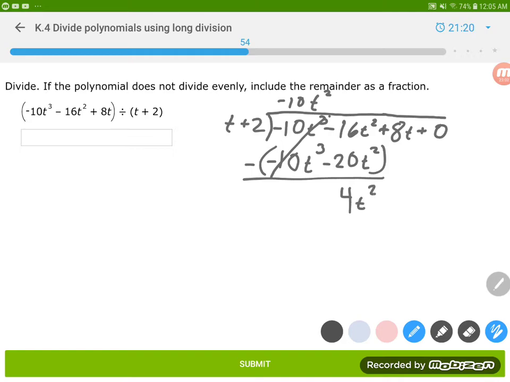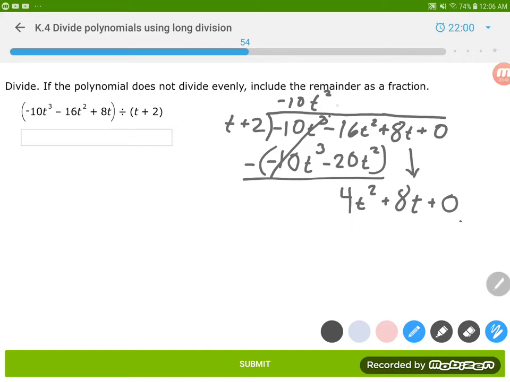Okay, now this is an even better example of how you have to bring stuff down. You have to bring down the plus 8t. And if you want to keep that 0 as a placeholder, go ahead and bring it down too. It may not mess you up too much, but it can help keep things organized. Okay, so now we're going to look at this, and we're going to do the same process. So t can evenly go into 4t squared how many times? Or t times what equals 4t squared?